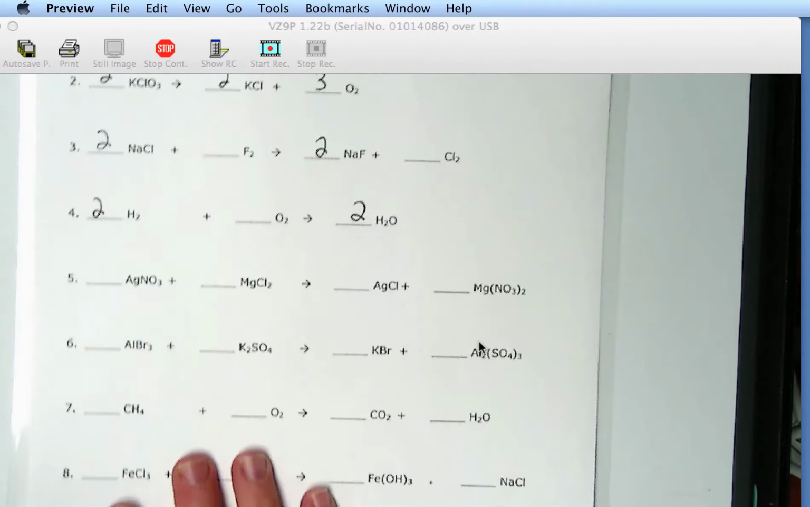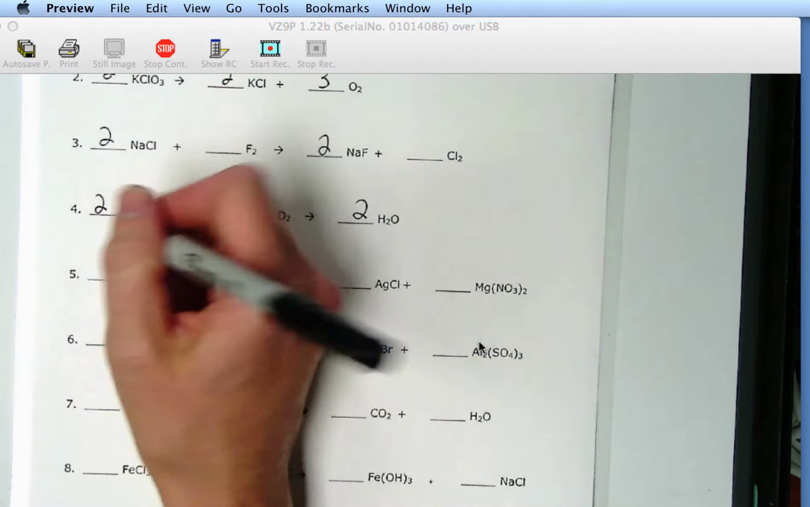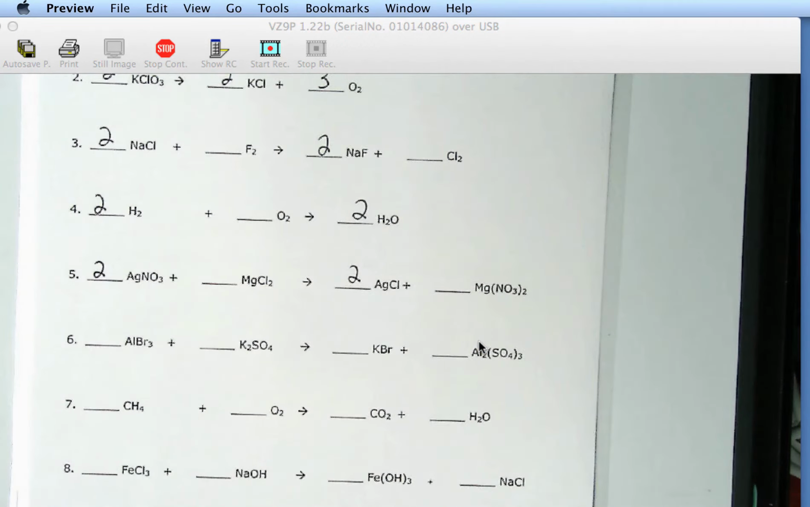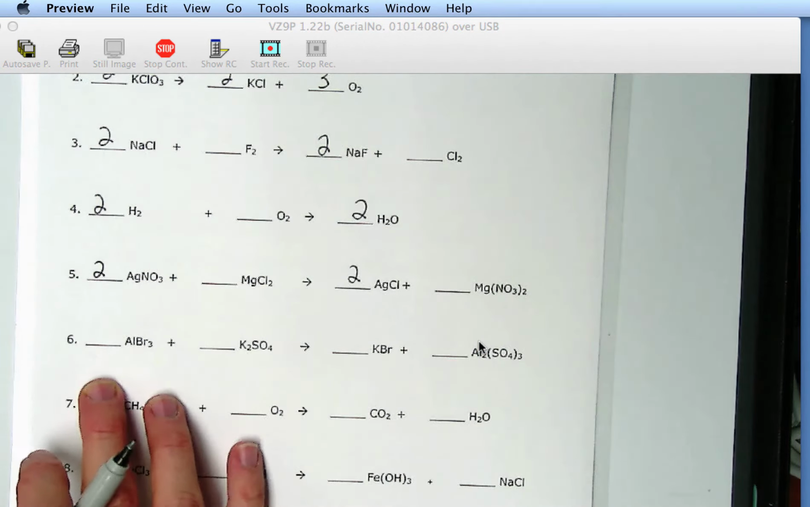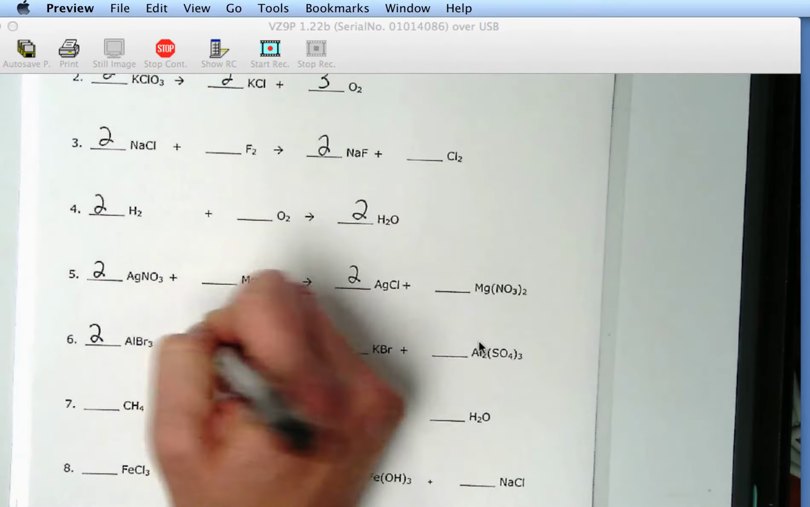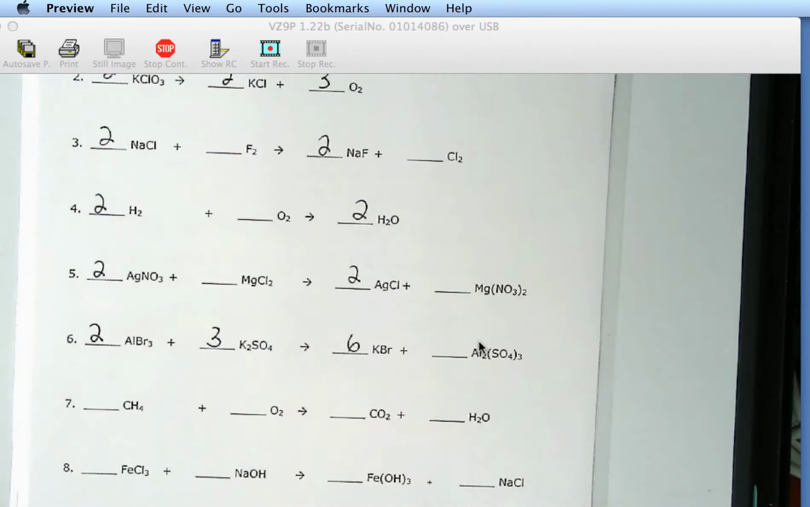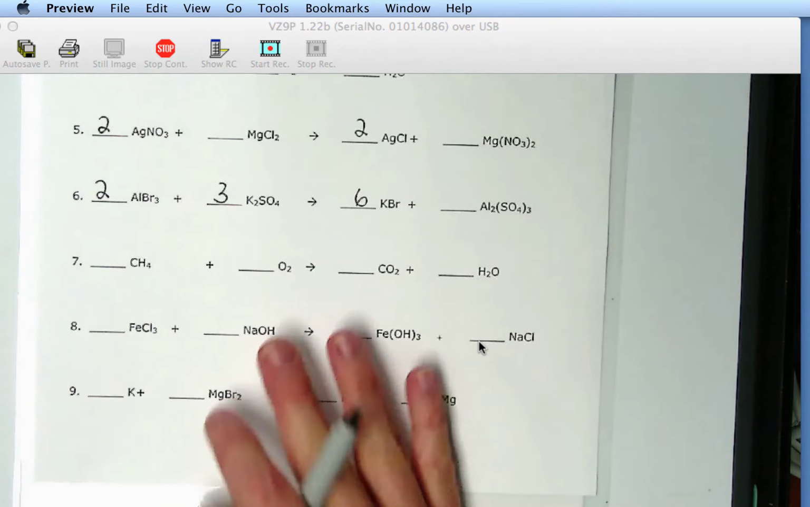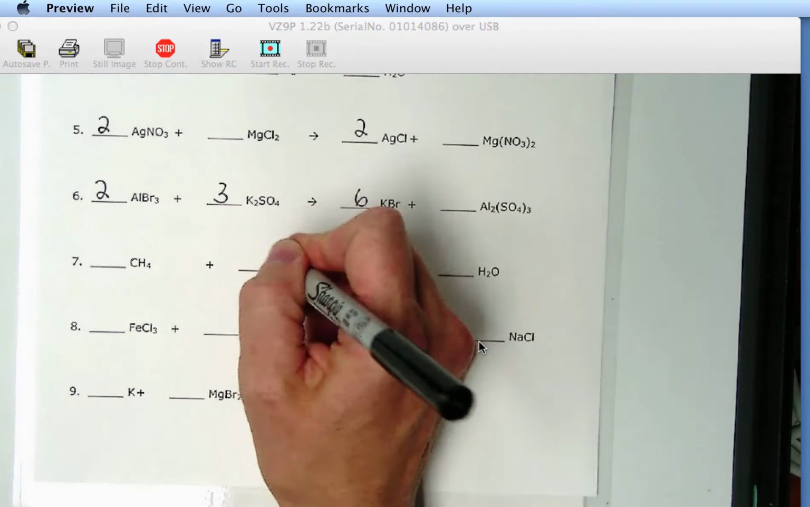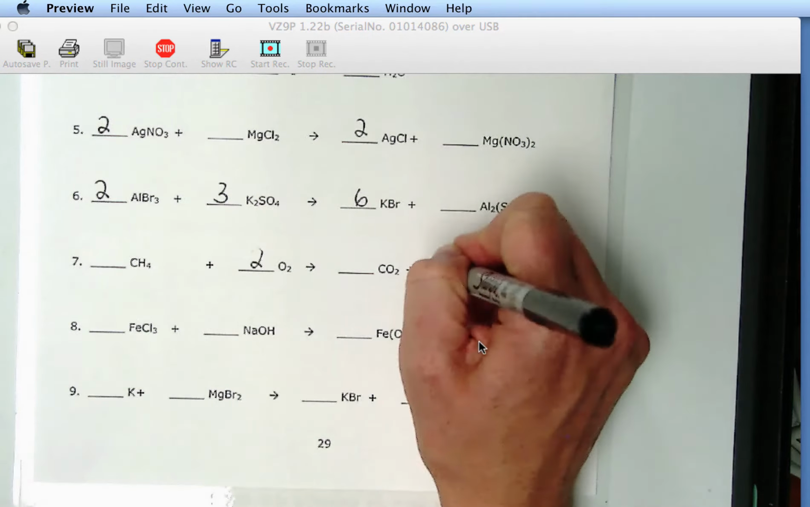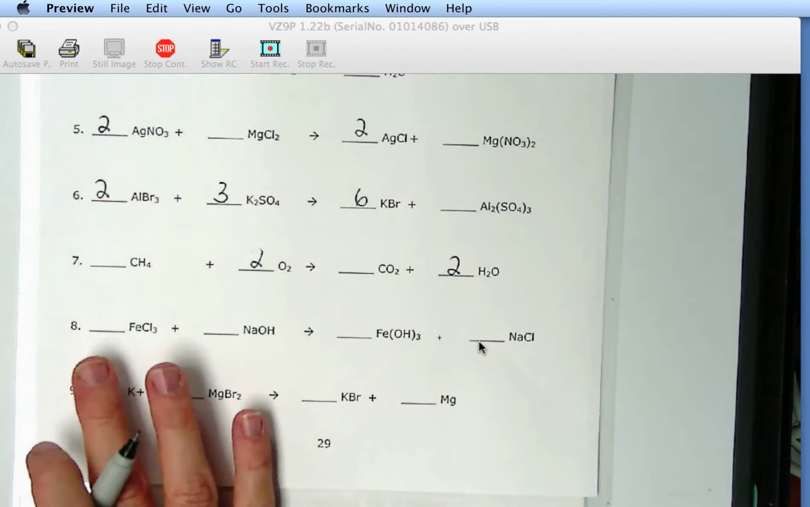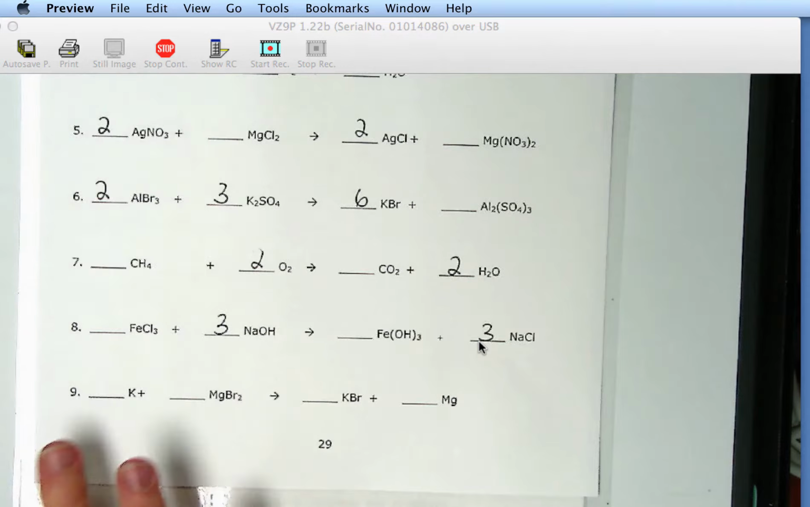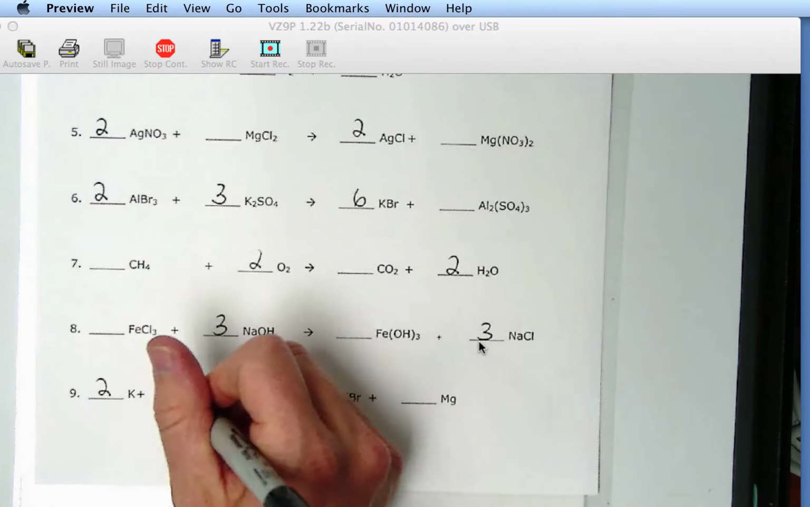Number 5, 2, 1, 2, 1. Number 6, 2, 3, 6, 1. Number 7, 1, 2, 1, 2. Number 8, 1, 3, 1, 3. Number 9, 2, 1, 2, 1.